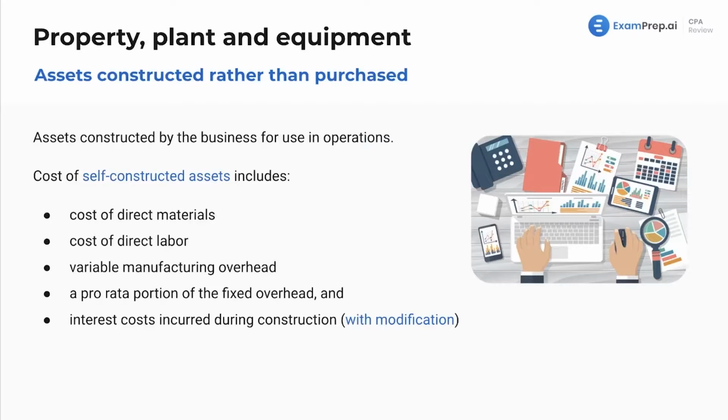Assets constructed rather than purchased. Well, maybe you don't always buy something. You try to construct something.